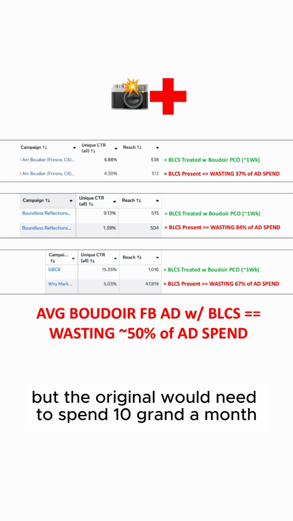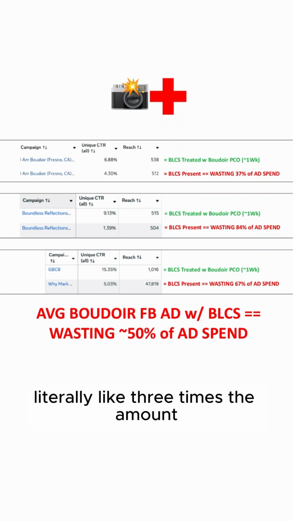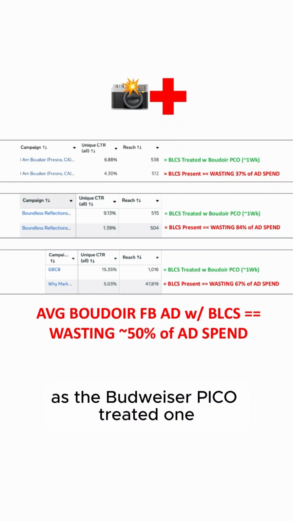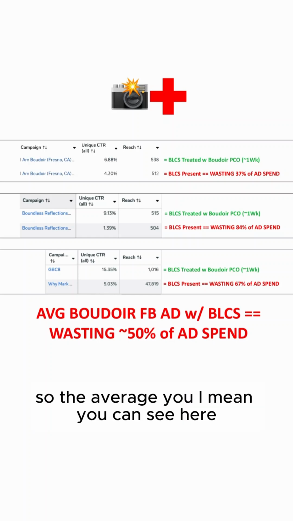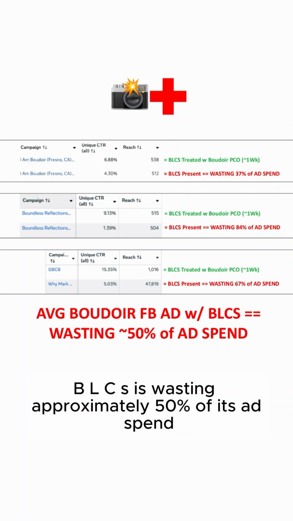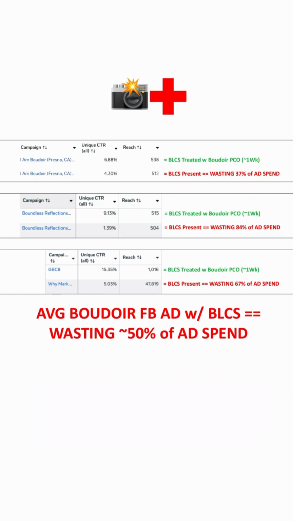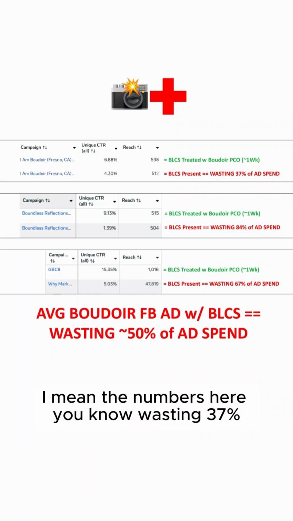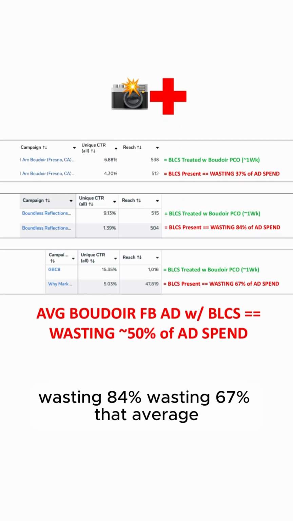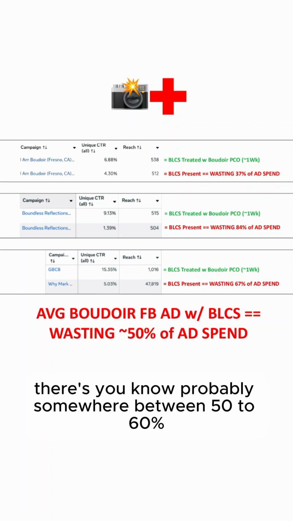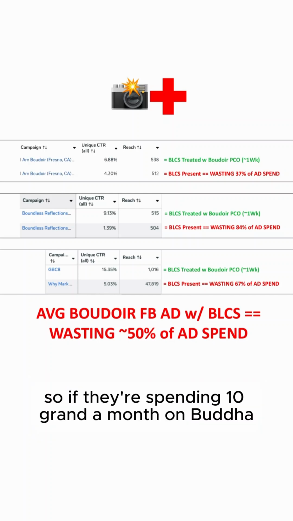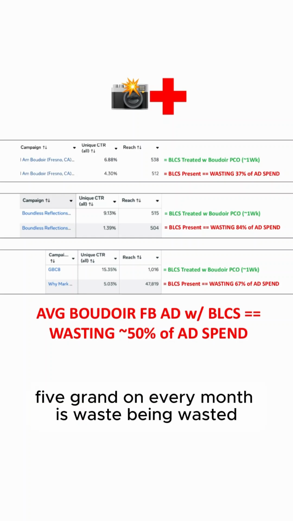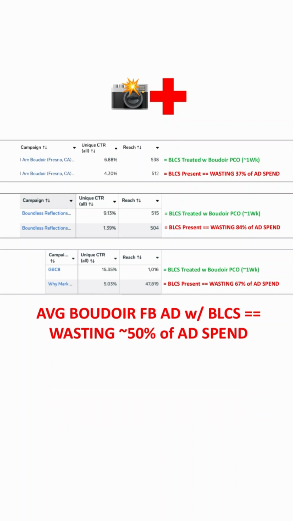But the original would need to spend 10 grand a month, literally like 3 times the amount as the Boudoir Pico treated one. So we can see here the average Boudoir Facebook ad with BLCS is wasting approximately 50% of its ad spend. The numbers here: wasting 37%, wasting 84%, wasting 67%. That average is probably somewhere between 50 to 60%. So if they're spending 10 grand a month on Boudoir Facebook ads, on average, 5 grand every month is being wasted, thrown down the drain.